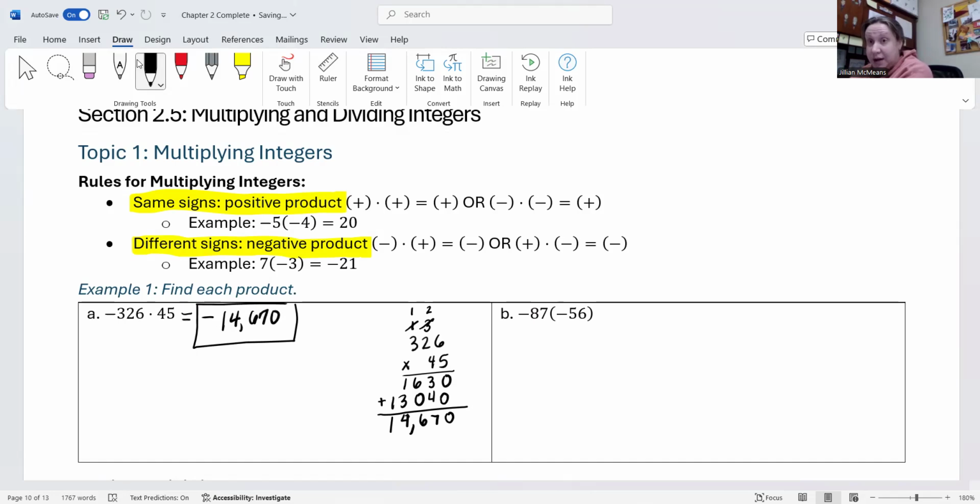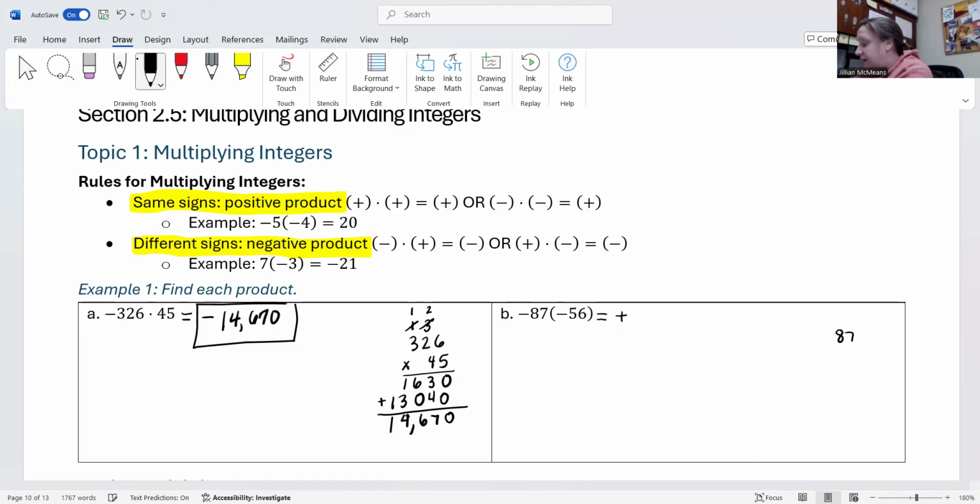Now for part B, we have -87 times -56. So we're multiplying two negatives. That means they have the same sign. Anytime you multiply two integers with the same sign, your final product is going to be positive. Now I'm going to go ahead and put a plus sign here. I do want to be really clear, when you're just generally multiplying integers, if you get a positive product, you don't put the plus sign. I'm just putting the plus sign here for now to remind us, hey, this is going to be a positive product, okay? Ordinarily, if it's a positive product, you just leave the number alone. You don't put the plus sign there. If it's a negative product, however, you do need to put the negative.